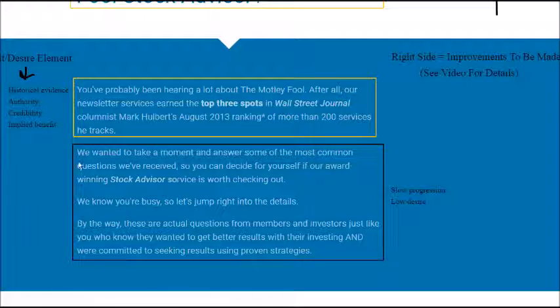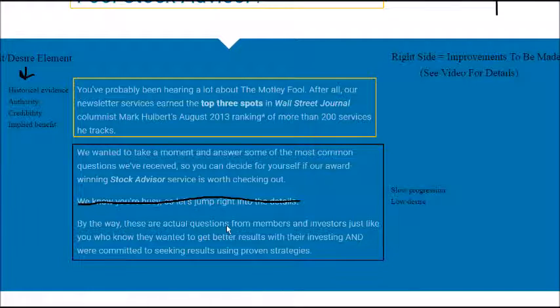But instead they said, we wanted to take a moment and answer some of the most common questions we've received so you can decide for yourself if our award-winning stock advisor service is worth checking out. We know you're busy, so let's jump right into the details. This doesn't add anything at all. No belief, no desire, nothing.